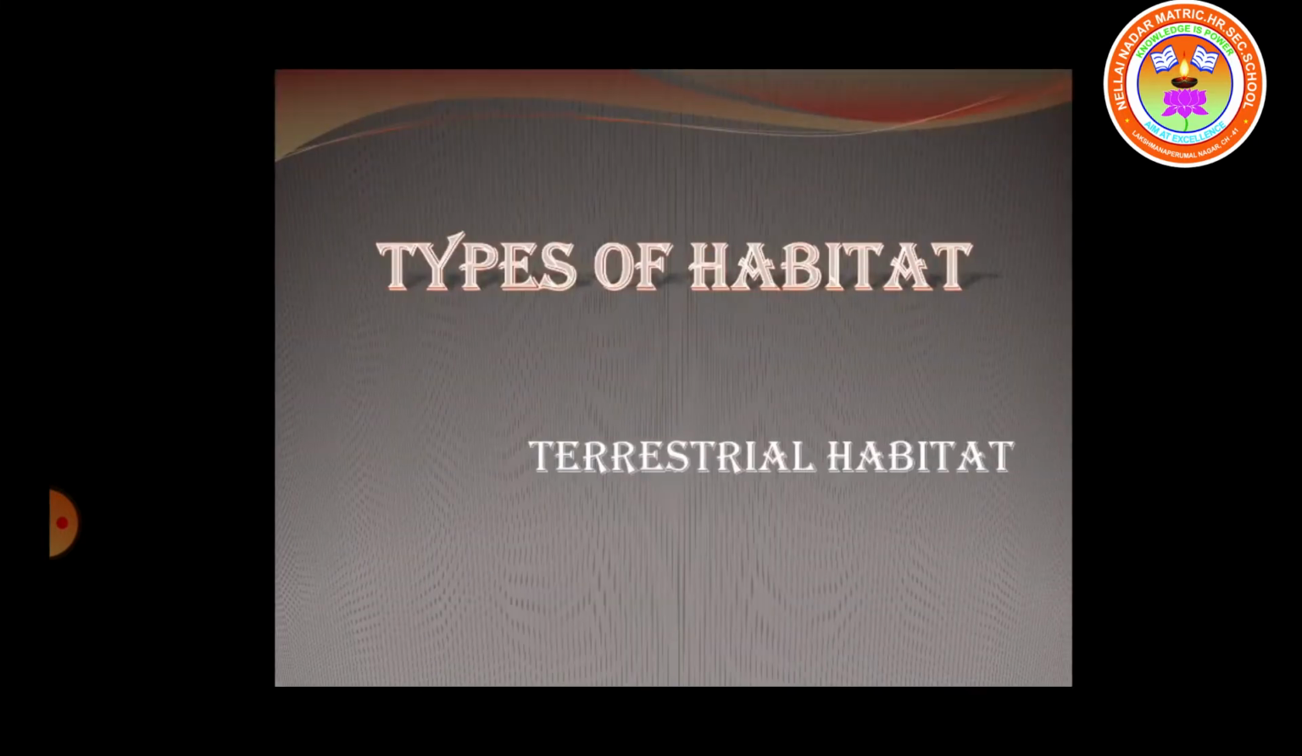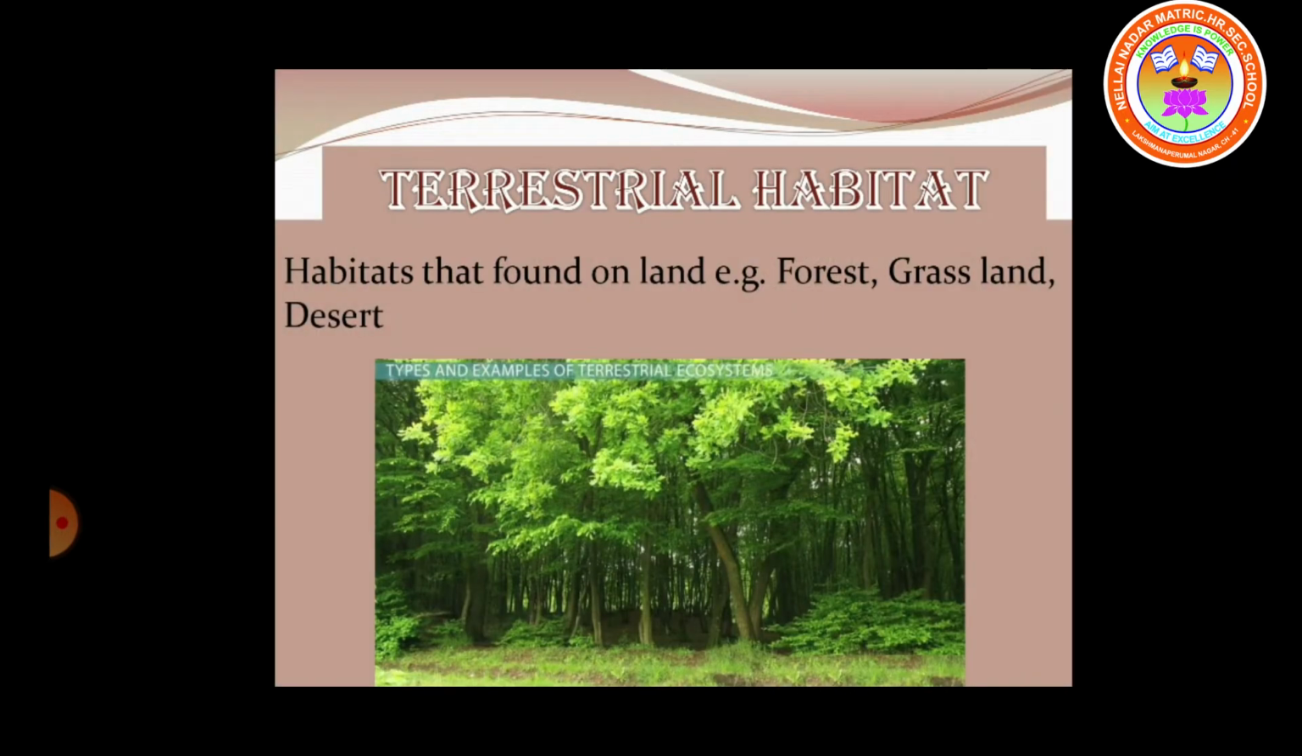Under the types of habitat we are going to see terrestrial habitat. What does this terrestrial habitat include? Terrestrial habitat is the habitat that is found on land. It may be any landform. What are the different landforms? We have forest, grassland, desert, etc. All these come under terrestrial habitat.